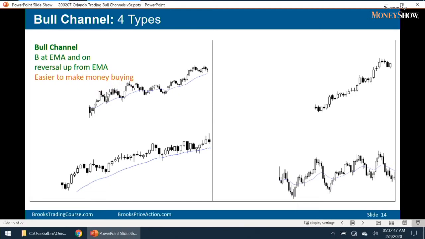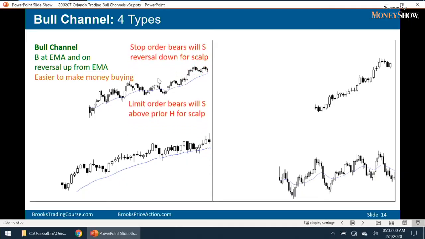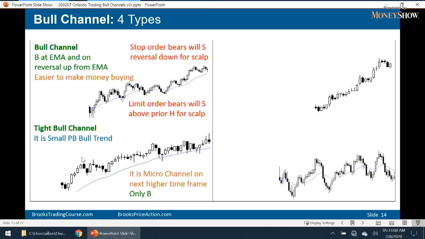Okay, a bull channel, you get pullbacks that last a few bars. They retrace about half of the prior leg up. You can make money selling, but it's better to buy. You can sell on reversals down for scalps. Limit order bears will sell at prior highs, expecting it to retrace about half of the prior leg, and they can scalp out. But like this, when the pullbacks are small and brief, you can call it a tight bull channel, a small pullback bull trend. On a higher time frame chart, that is a micro channel, and you're not going to be making money selling.